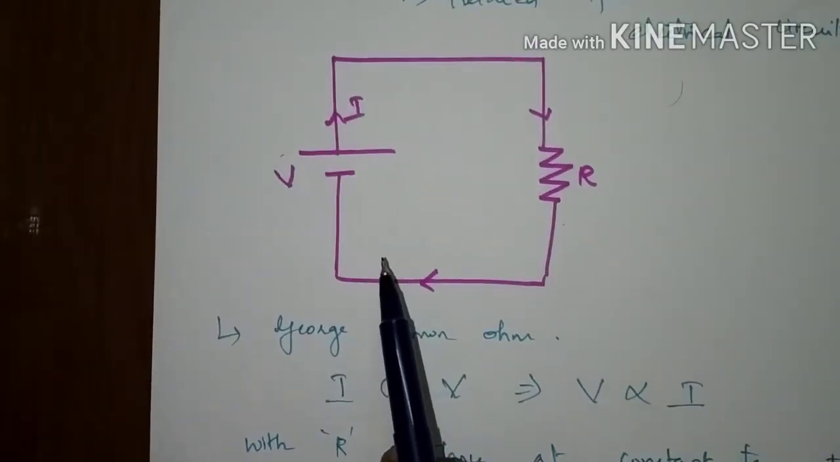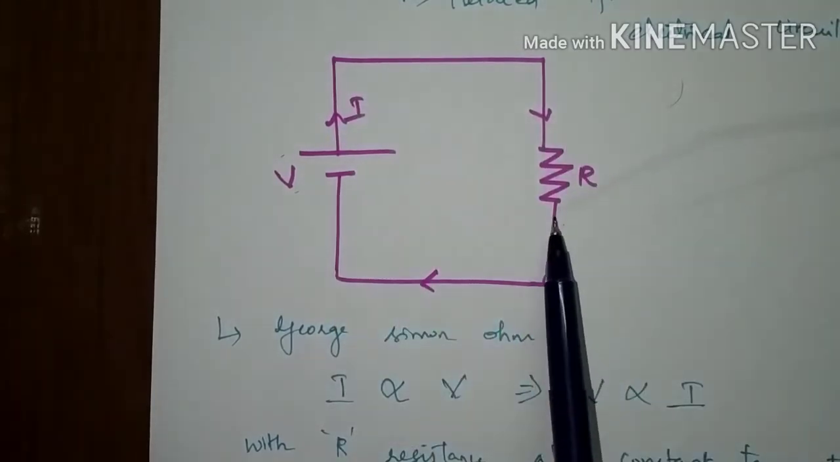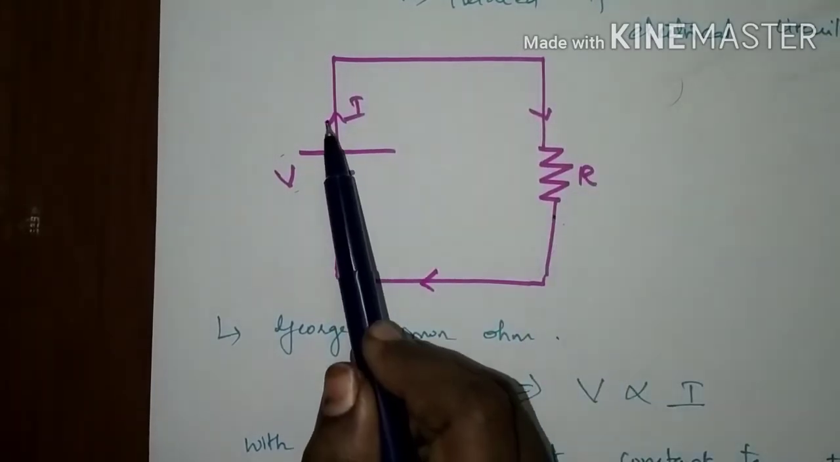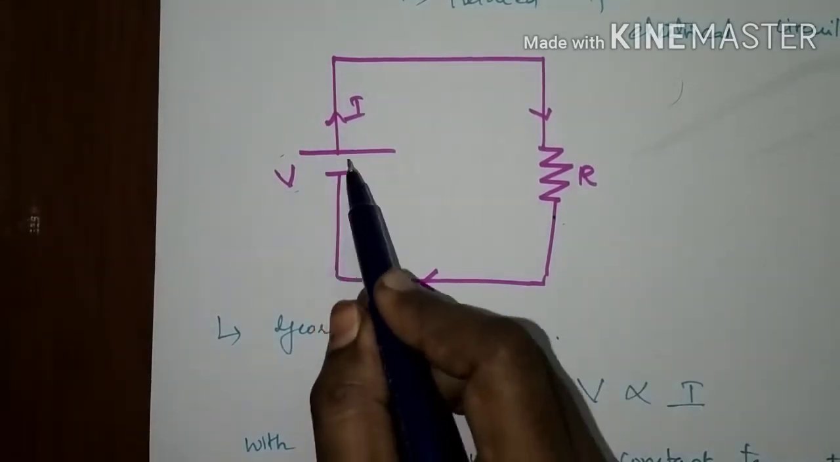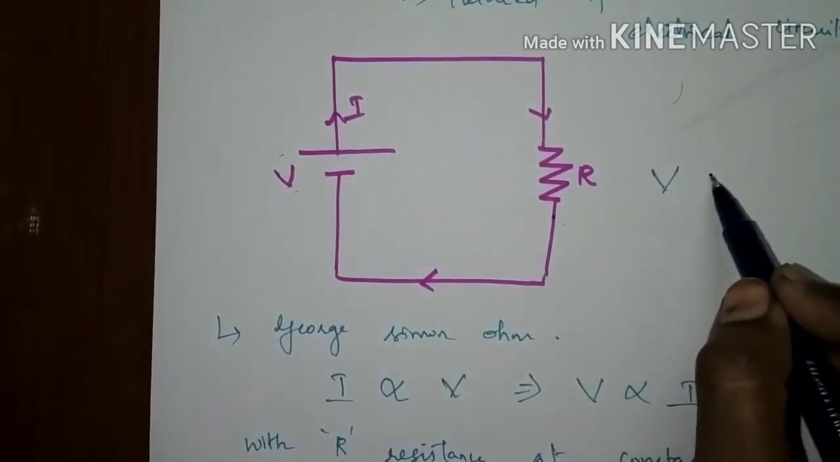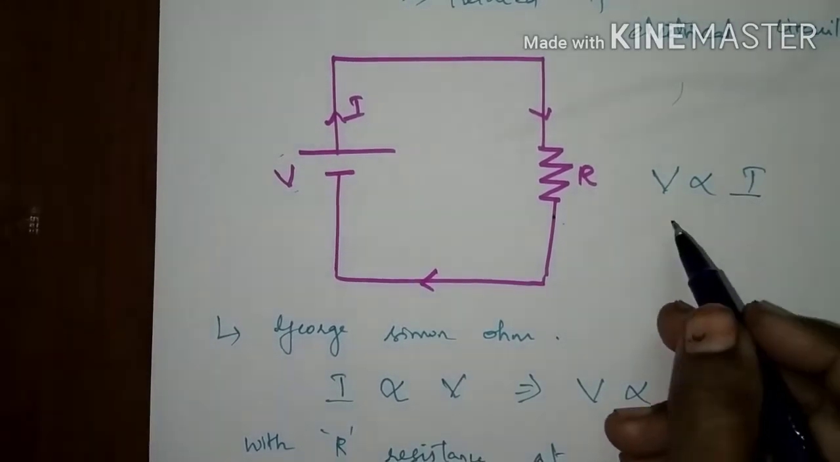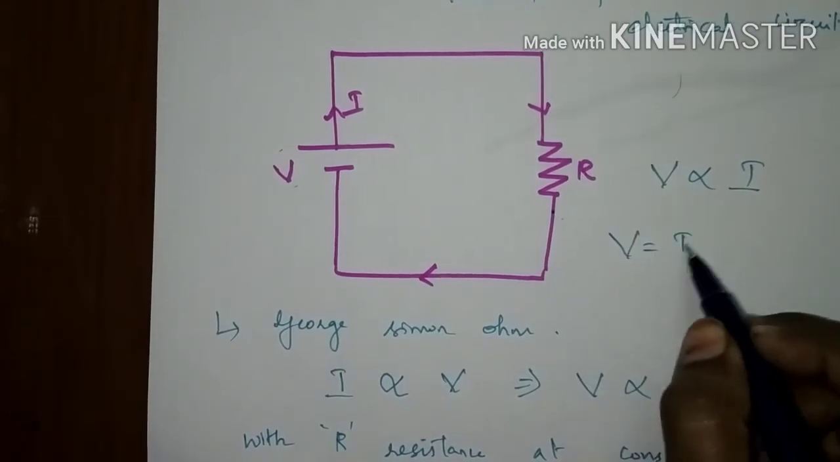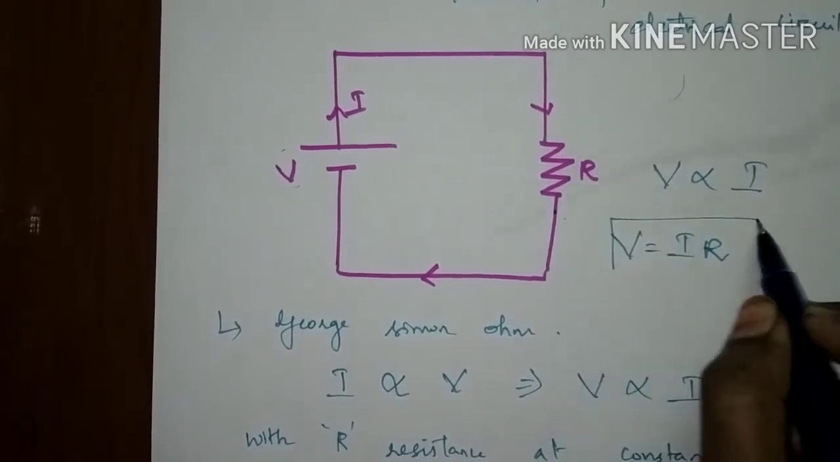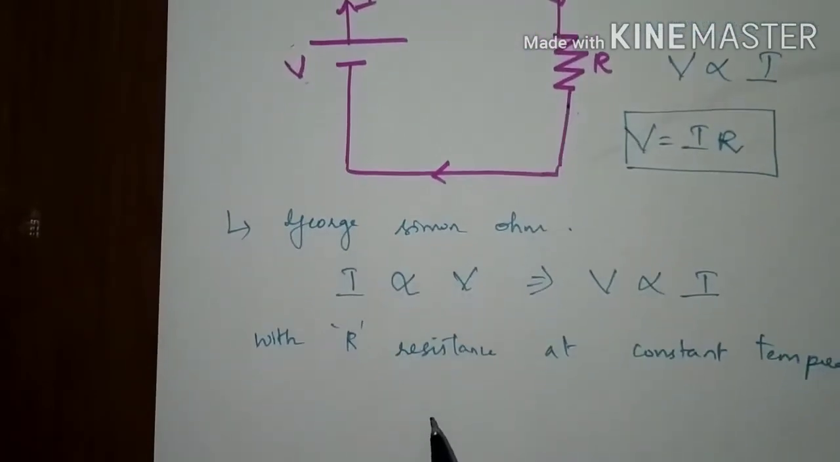In this circuit, assume we have connected a battery of voltage V through a resistance R, and the current is flowing from the positive terminal to the negative terminal of the battery. Here the applied voltage is directly proportional to the current flowing through the circuit. If you remove the proportionality, we have to add the constant. So, V would be equal to I into R, where R is the value of the resistance of the conductor.